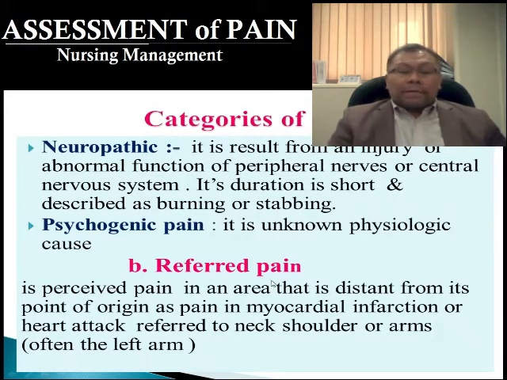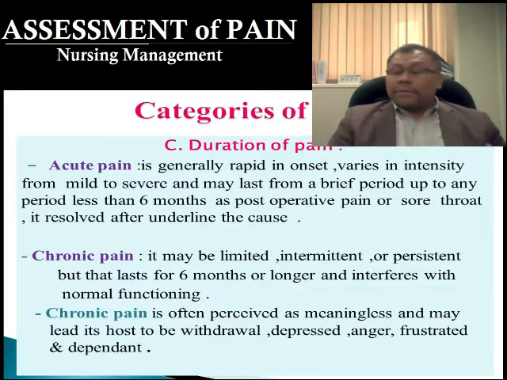Now we have the referred pain, the second. What is this? It is perceived pain in an area that is distant from its point of origin. The pain in myocardial infarction or heart attack is referred to the neck, shoulder, or arms, often the left arm.